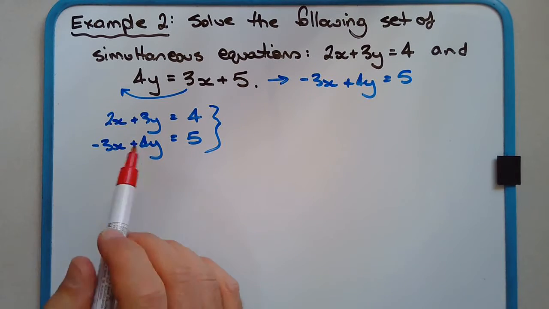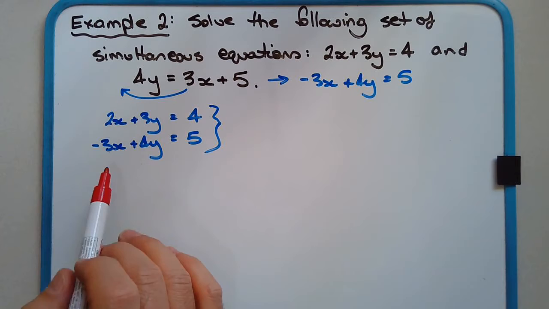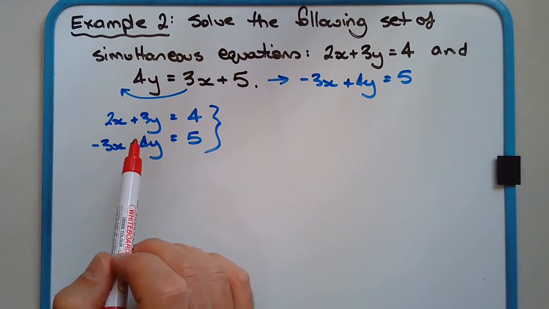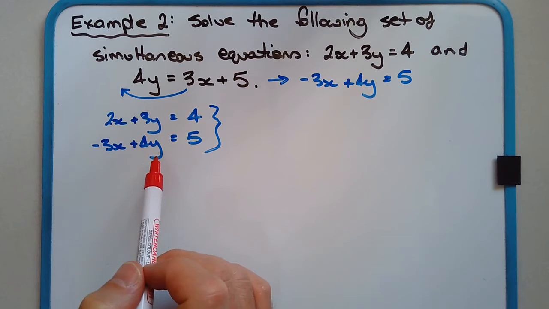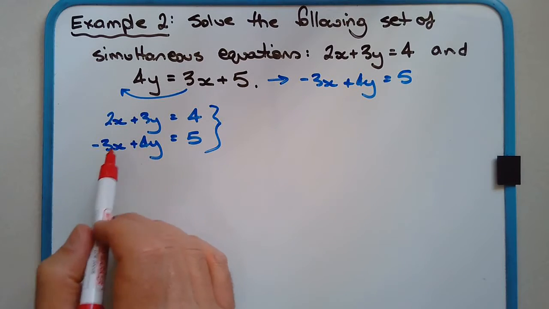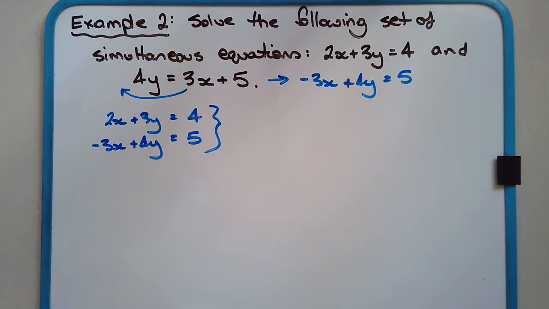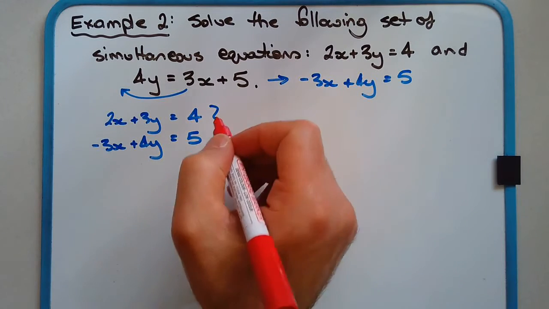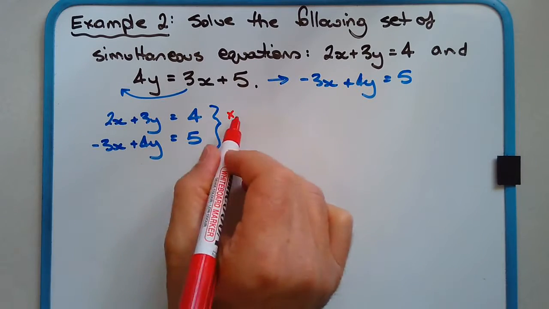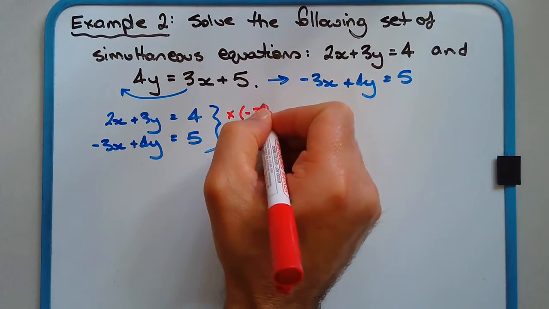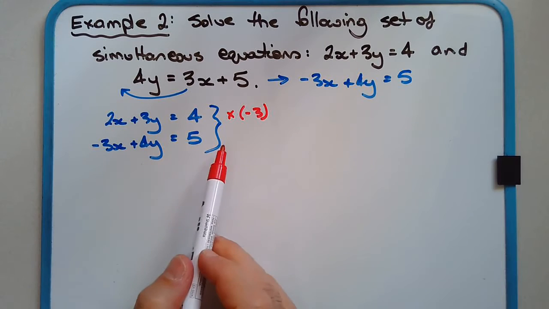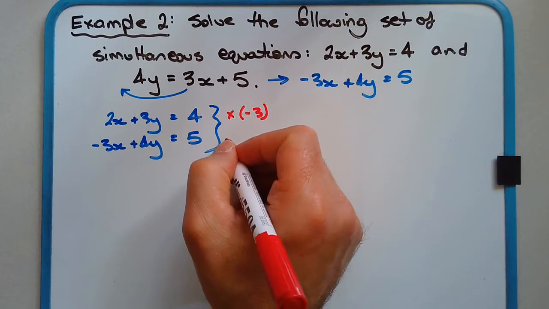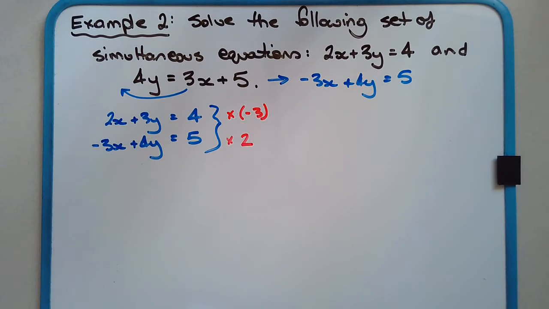So the first step is we need to somehow make one of the terms identical. So let's eliminate maybe the x variable or the y variable. I think let's eliminate the x variable. We're going to do that by taking the coefficient of the second equation and multiplying the first equation by that coefficient. So we're going to multiply this entire first equation by negative 3. And then we're going to multiply the entire second equation by the coefficient of the first variable, which is 2. So let's multiply that by 2 and see what we end up with.